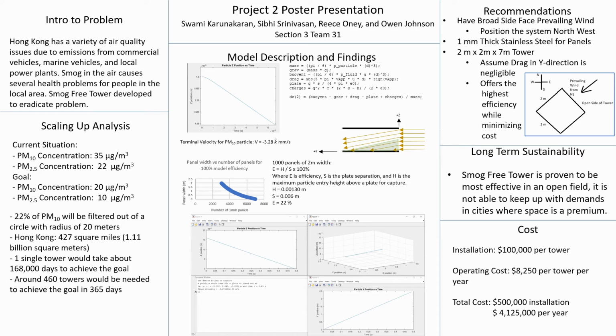tall. The model showed that overall size did not improve efficiency. With this in mind, a square base was chosen because it allowed for some key assumptions like the lack of drag in the y direction. This size also offered a stable efficiency with less cost than other options that were explored.